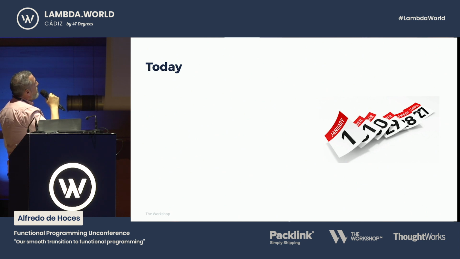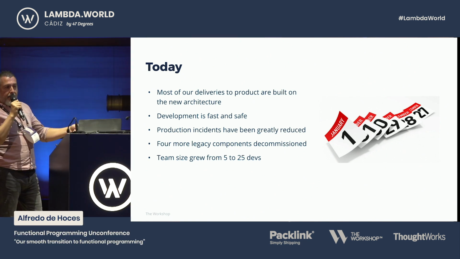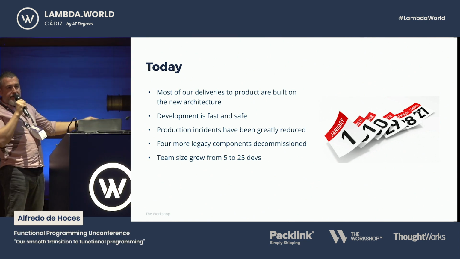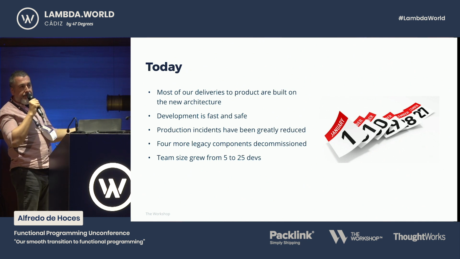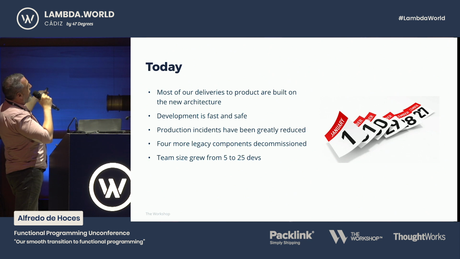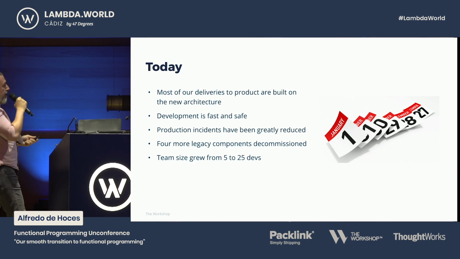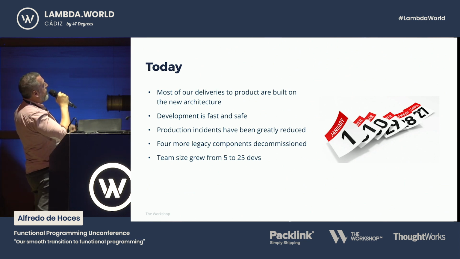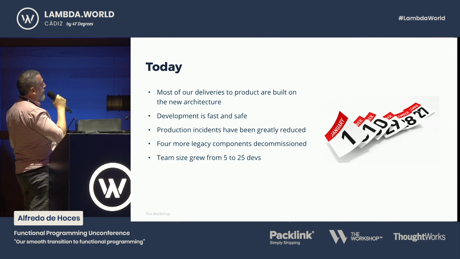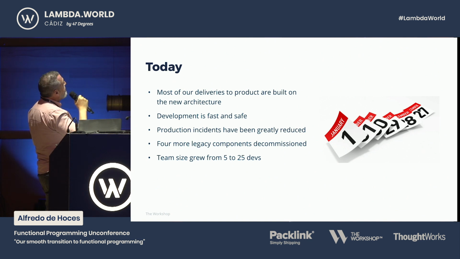And as of today, it's been 3 years, most of our deliverables to product are built on top of the new architecture. It means we unblocked an old, crappy legacy product that we couldn't build on top of, and we completely unblocked the product roadmap. So now we're able to deliver things rather quickly. Development is really fast and safe. We don't have a lot of issues. We don't get very crazy creating new things. It's easy for us. It's a great, enjoyable process. Once we're proficient in functional programming and Scala, we actually enjoy our jobs much more.